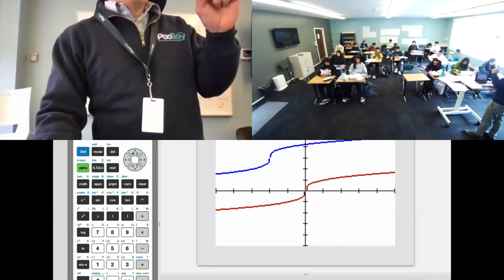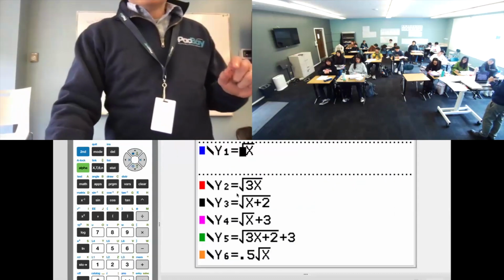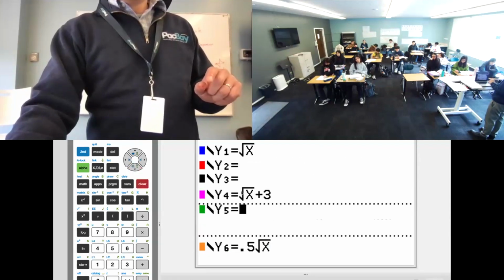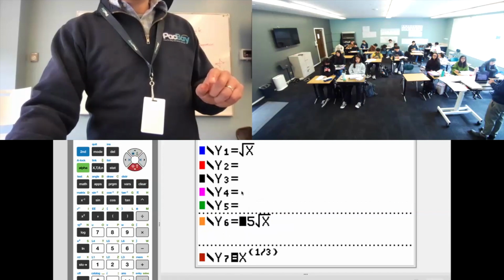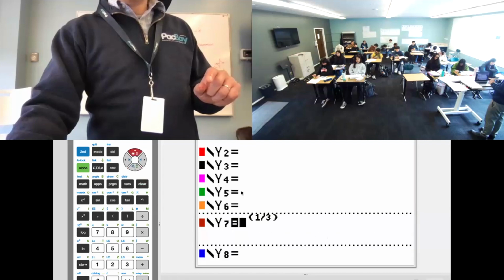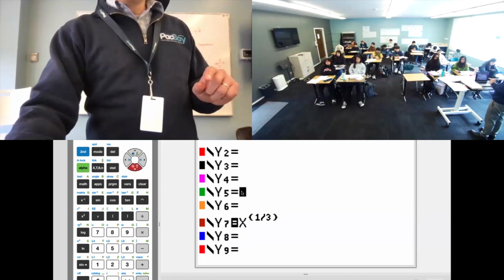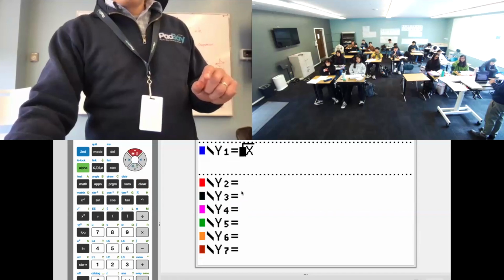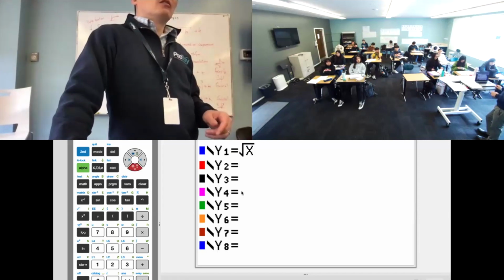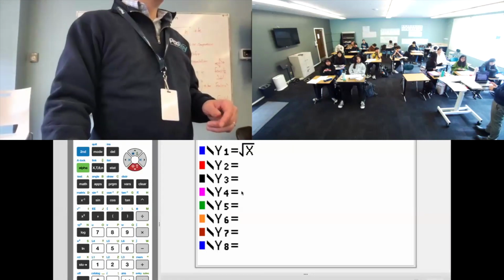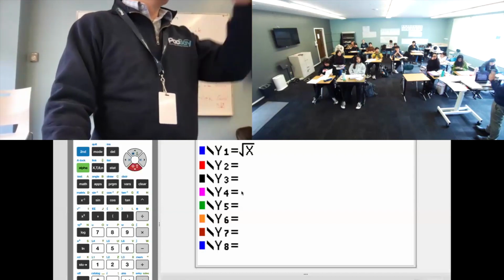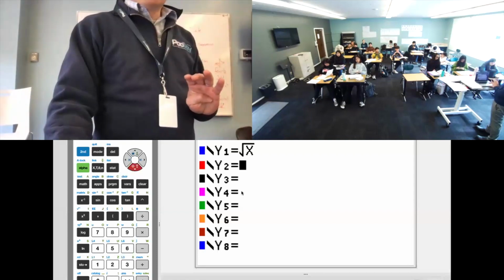I'm going to delete this. Actually, let me delete that one and redo it again. So right now I have a square root of x. How about a 4th root of x? Because we did a square root, and we did the cube root. How about let's do a 4th root?